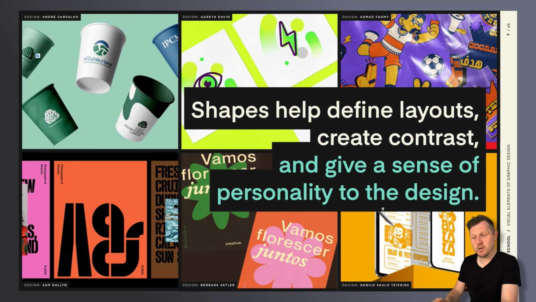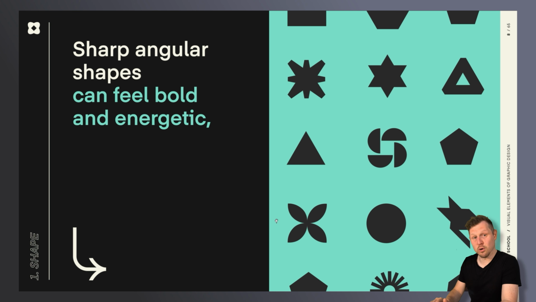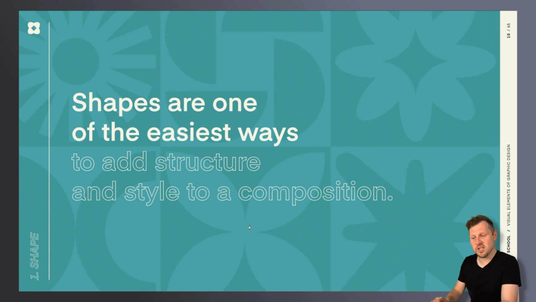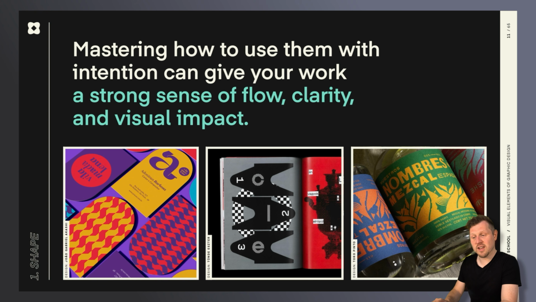For example, sharp, angular shapes can feel bold and energetic, while soft curves might feel calm and friendly. Shapes are one of the easiest ways to add structure and style to a composition. They can help define layout, create contrast, and give a sense of personality to the design. Mastering how to use them with intention can give your work a strong sense of flow, clarity, and visual impact.